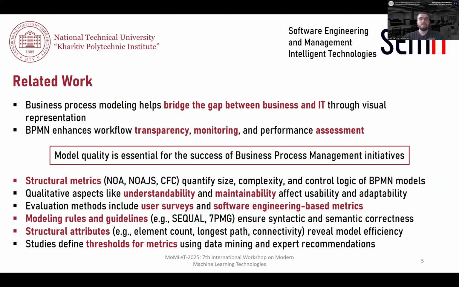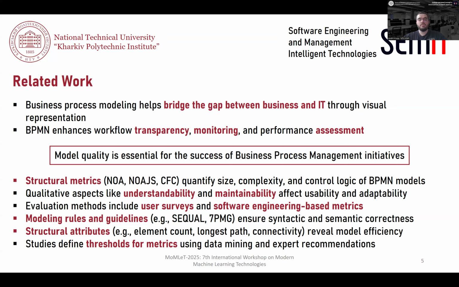Different studies consider use of structural metrics to quantify size, complexity, and control logic of BPMN models. They also consider qualitative aspects like understandability and maintainability that affect usability and adaptability of workflow models. They also consider evaluation methods that include user surveys or software engineering-based metrics.